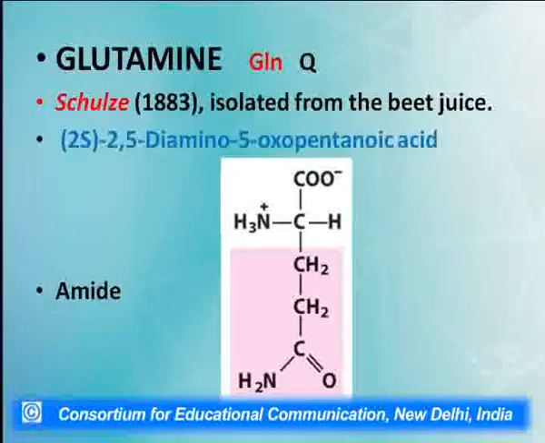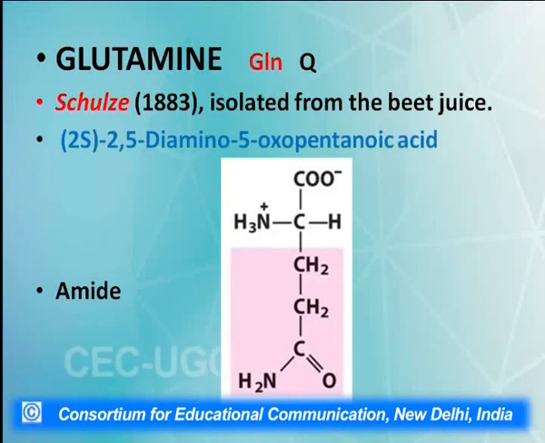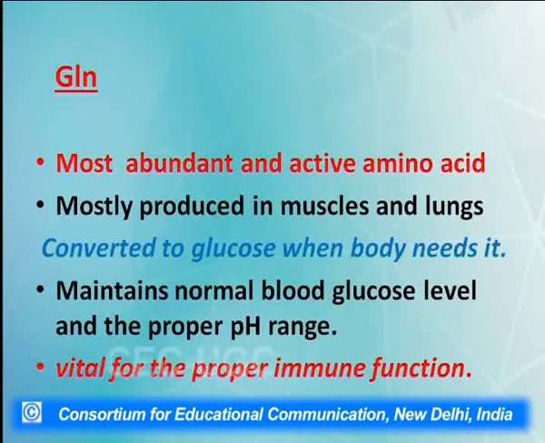The next amino acid is glutamine, the 3-letter abbreviation for which is GLN, and the 1-letter symbol is Q. This again has an amido group in its side chain, and it was isolated by Schulze from beet juice. Glutamine is the most abundant and active amino acid. It is mostly produced in muscles and legs.